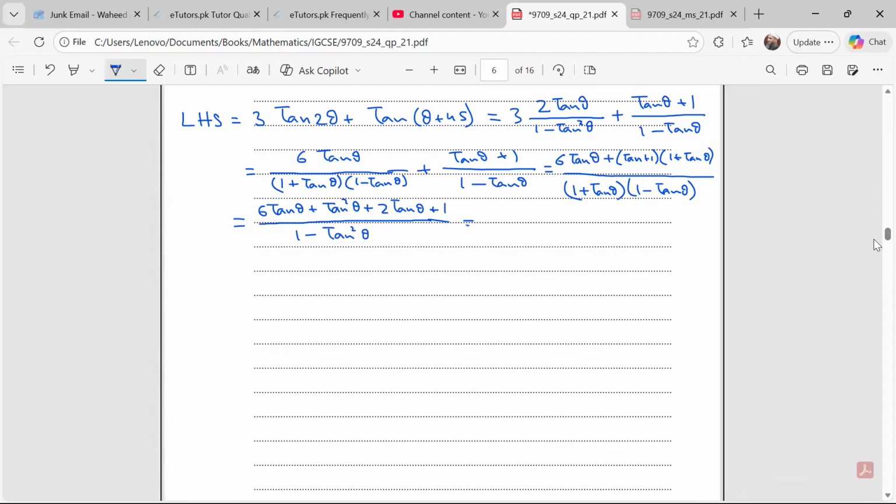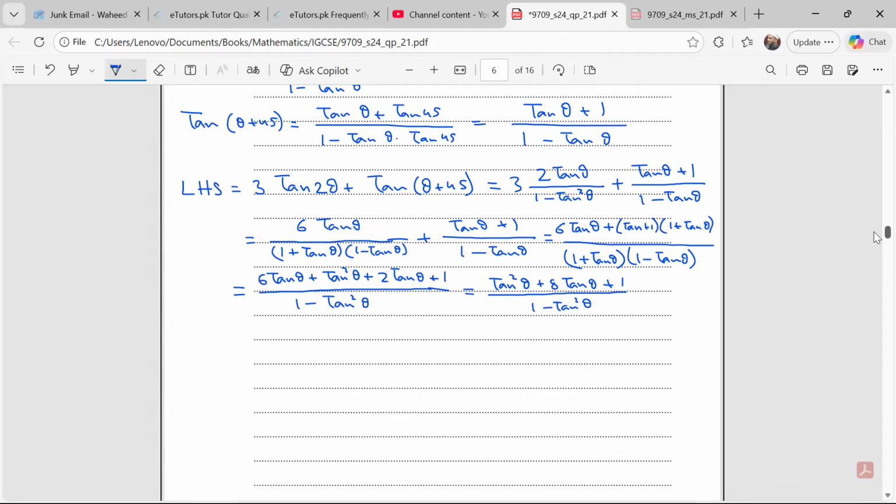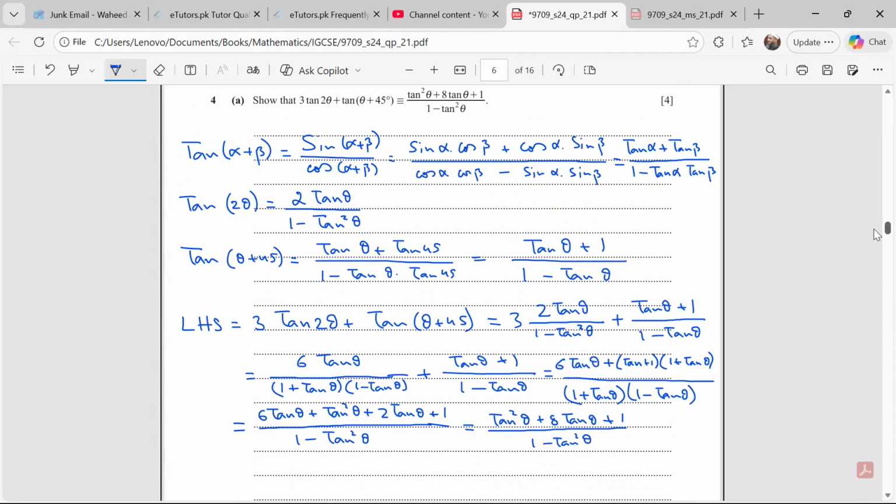Okay, so this will be tangent square theta, and 2 tangent theta and 6 tangent theta will become plus 8 tangent theta plus 1 over 1 minus tangent square theta. Okay, so let's see, is it the right hand side? I have to go there. Yeah, tangent square plus 8 tangent plus 1 over 1 minus tangent square. Yes, so this is the right hand side. Okay, so we proved this identity.